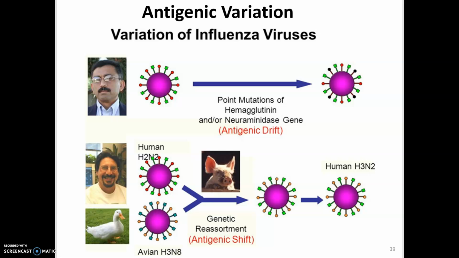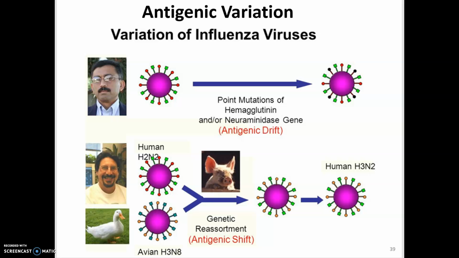If we look at this slide, on the top part, we get an example of antigenic drift. We have our flu virus on the left side here. We get a point mutation that changes the hemagglutinin or neuraminidase, and then we end up with a virus that looks slightly different here on the right. This is the difference between a flu that you'd get in 2019 and a flu you'd get in 2020. So that's antigenic drift.